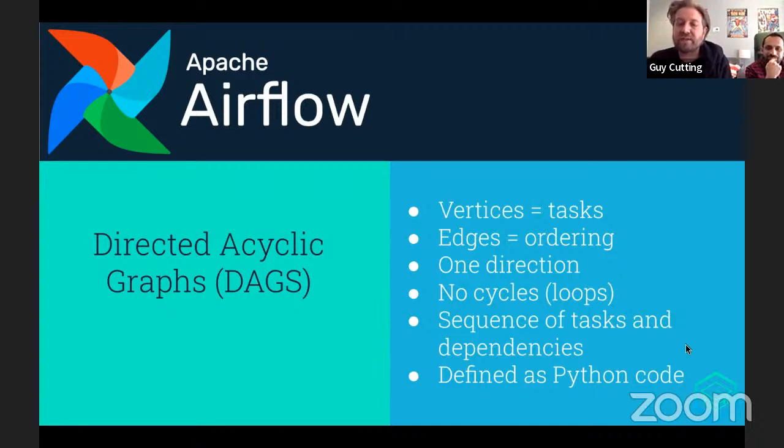DAGs in general give us a sequence of tasks and dependencies between them. A lot of times when we have different processing tasks that we need to do, the input of one process depends on the output of a previous process that's run before. So those things need to happen in a certain order, and one has to finish running before another one does. And DAGs let us specify those dependencies so everything can happen in the appropriate way. And DAGs are defined as Python code, and we'll take a look at that once we get into the demo here in a minute, of what exactly that looks like.